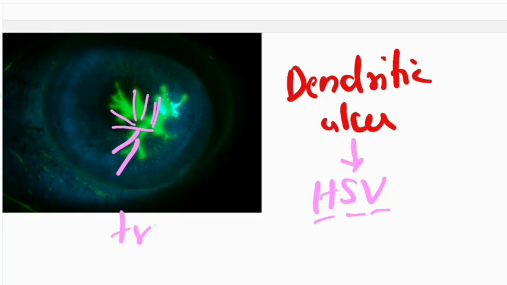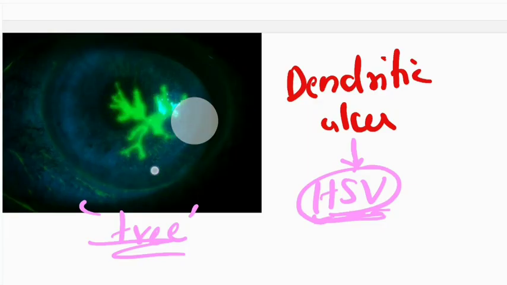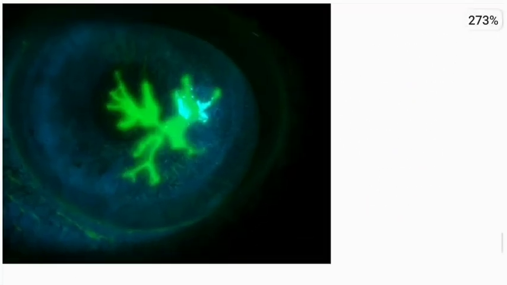Dendritic means, you know what? It means tree, like a tree. So these branches look like a tree. That is why it's called a dendritic ulcer. The most common cause is herpes simplex virus, HSV1. And remember, they might give you a sentence describing how these dendritic ulcers look. These are branching ulcers, right? They look like branches, and at the end they have got terminal bulbs. That is how they look.